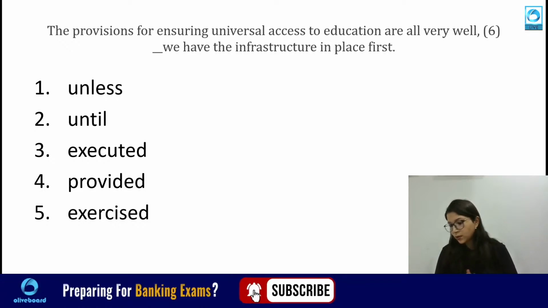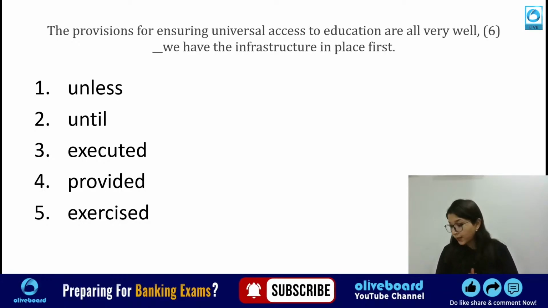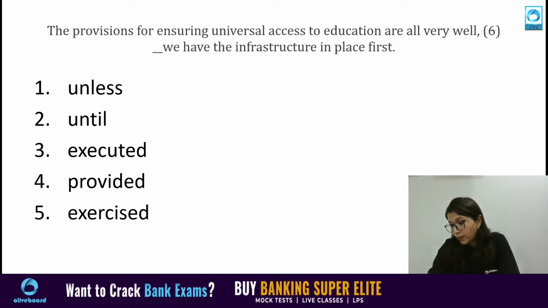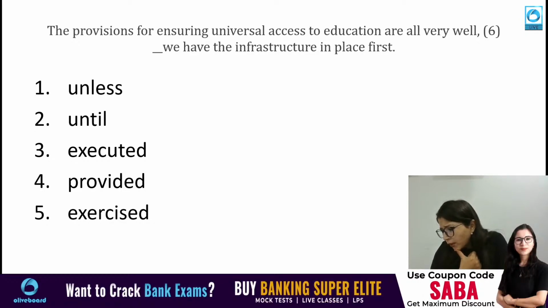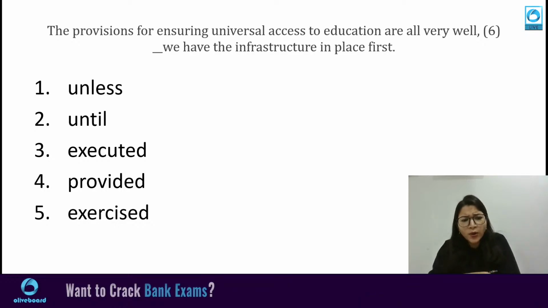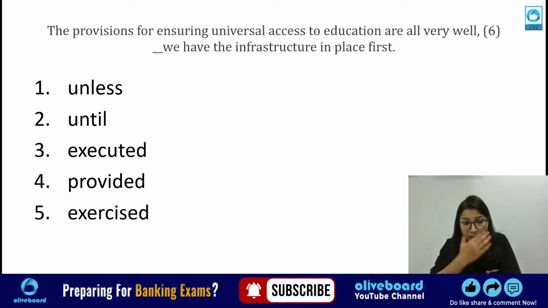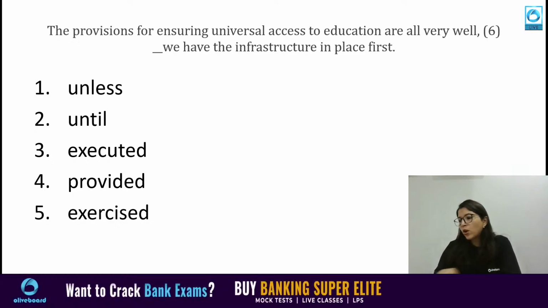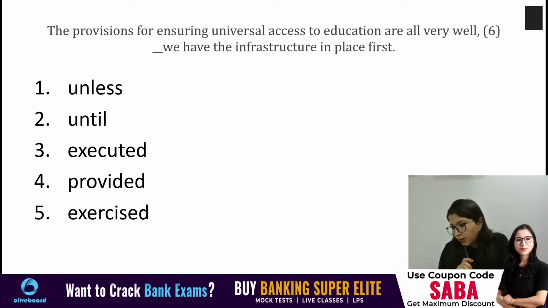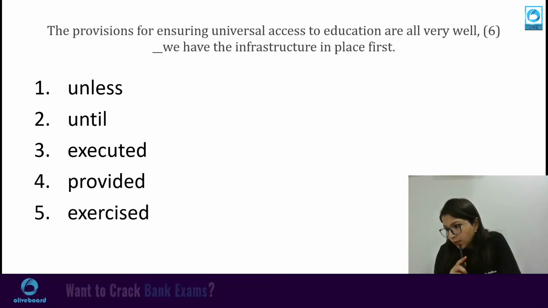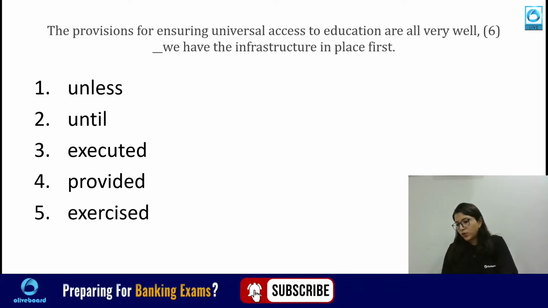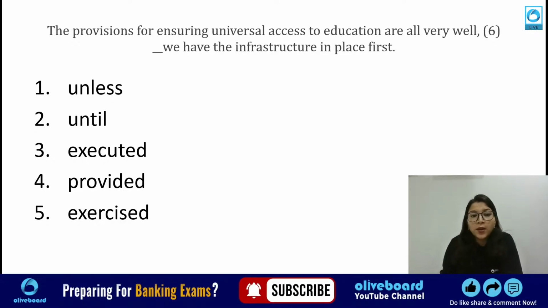Vibha is saying 1. Okay, unless. Sachin is saying 4th. Harish is saying unless. Others. Usan is saying 2, until. Okay, unless. Majority executed. Sneha, how can it be executed? Provided. Sandeep is saying provided. Priyanshu, until. Majority is with unless and until. Let's see. Sanjana 1. Maqsood is saying 4th, provided. Okay. The provisions for ensuring.